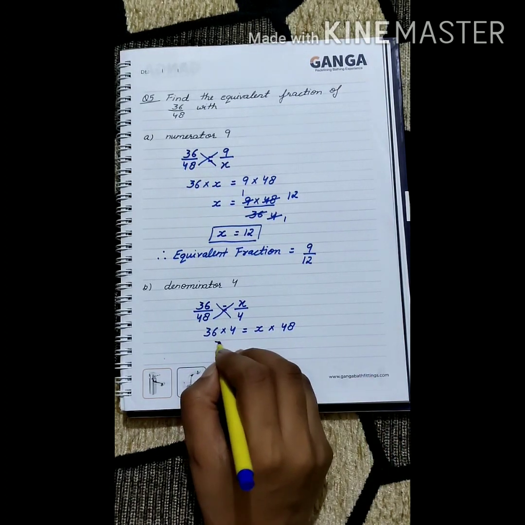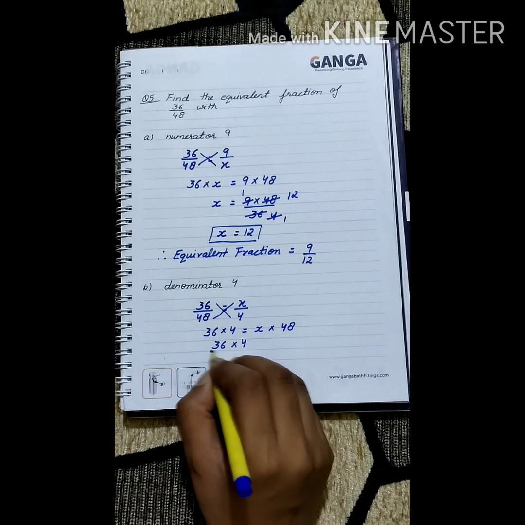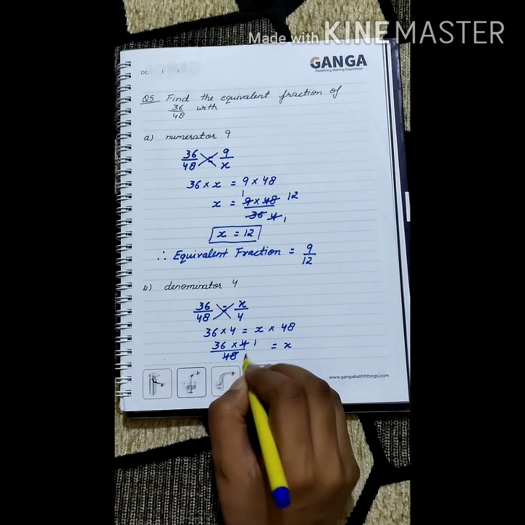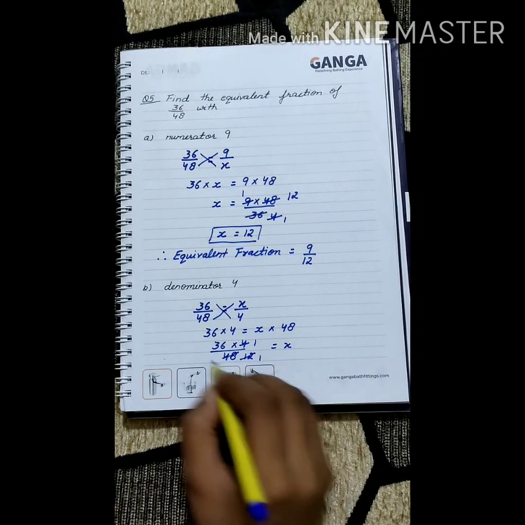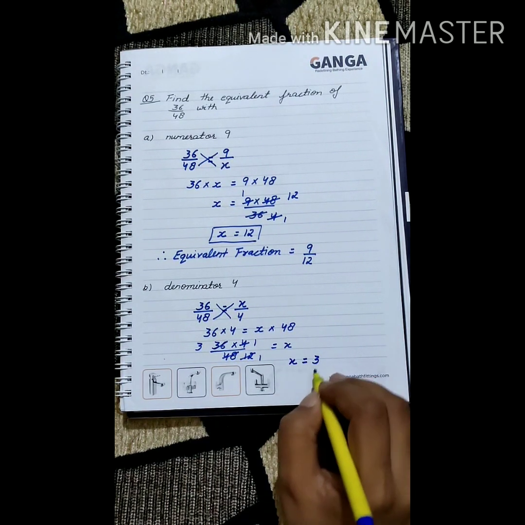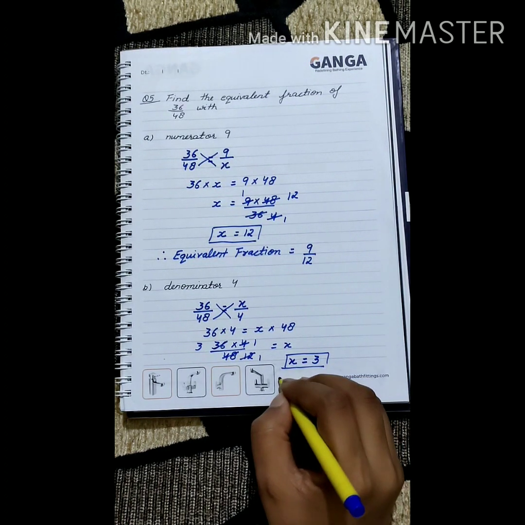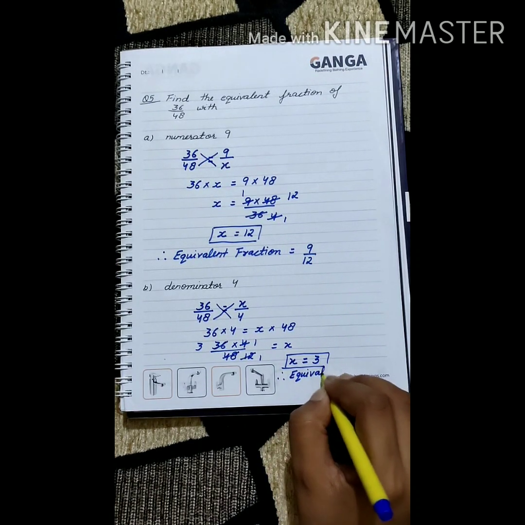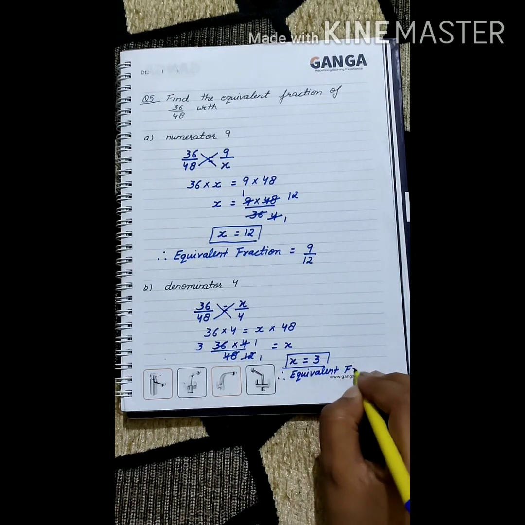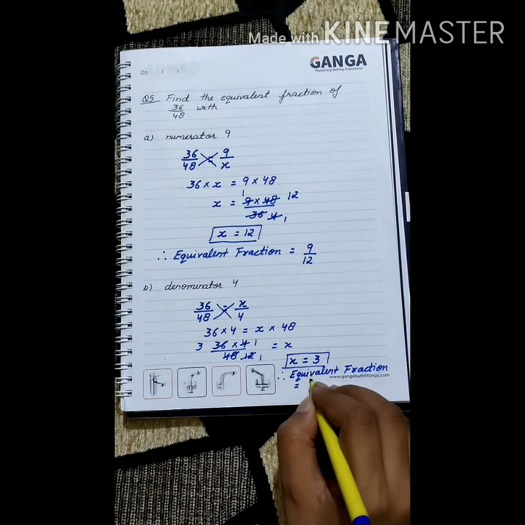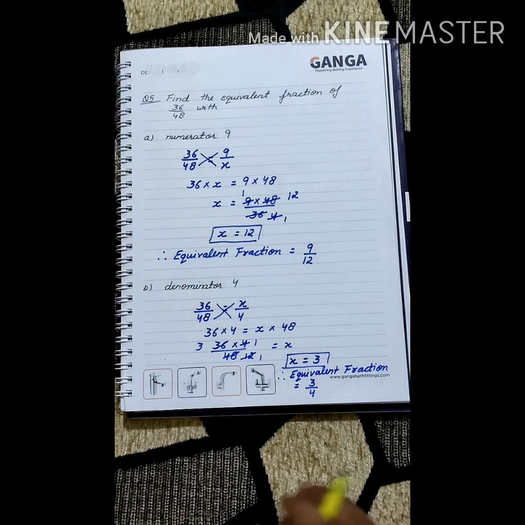Now we will transfer 48 from RHS to LHS, and we will get 4 ones are 4 and 4 ones are 4, 4 twos are 8. 12 ones are 12 and 12 threes are 36. Therefore, we will get x is equals to 3. This is the value of the numerator. But we have to find the equivalent fraction, that is equals to 3 upon 4. This is our answer.